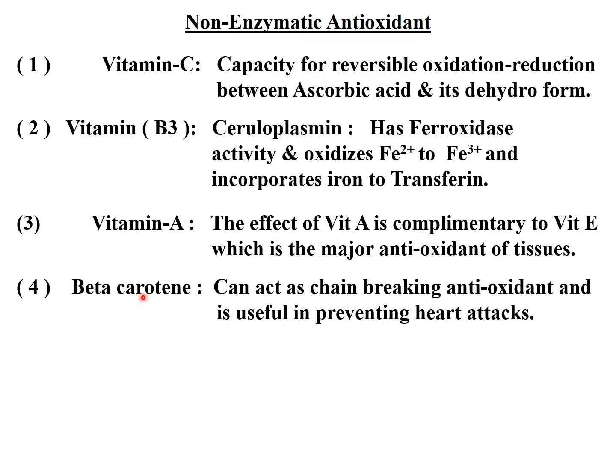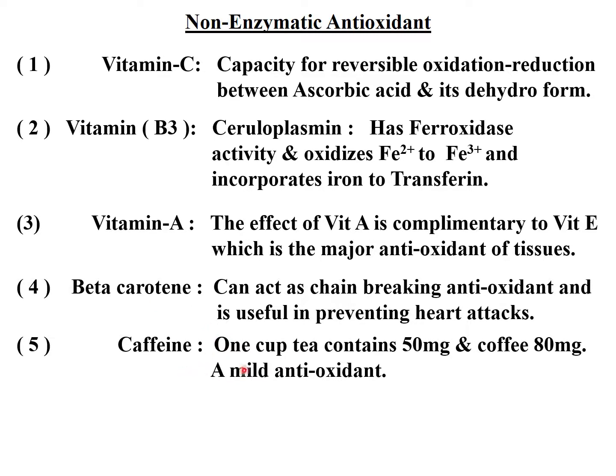Then there is beta carotene, a derivative of vitamin A, which also acts as what we call a chain breaking antioxidant, and it is very, very important in preventing heart attacks, because heart attacks normally involve the formation of atherosclerotic plaque, which you have already seen in your lipid metabolism chapter, the bad cholesterol leading to atherosclerotic plaque. This beta carotene takes care of the formation of these plaques.